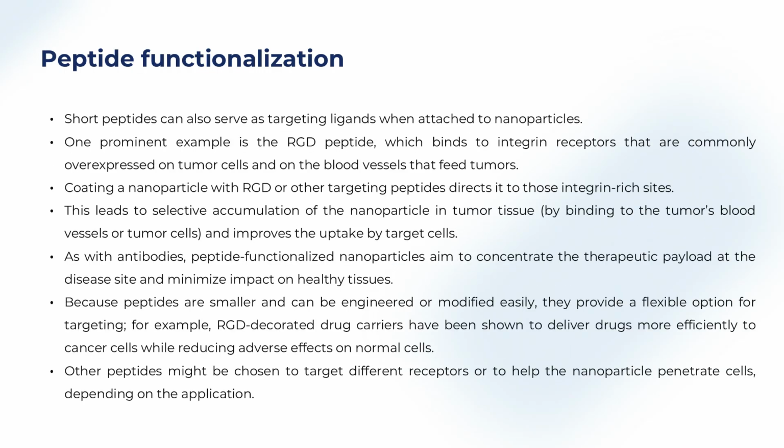We can perform also the peptide functionalization. Short peptides can also serve as targeting ligands when attached to the nanoparticles. One prominent example is the RGD peptide, which binds to integrin receptors that are commonly overexpressed on tumor cells and on the blood vessels that feed tumors. Coating a nanoparticle with RGD or the other targeting peptides directs it to those integrin-rich sites. This leads to selective accumulation of the nanoparticles and improves the uptake by the target cells.